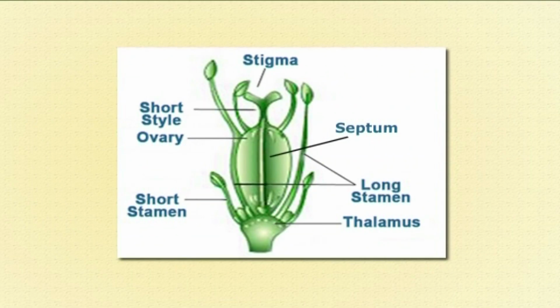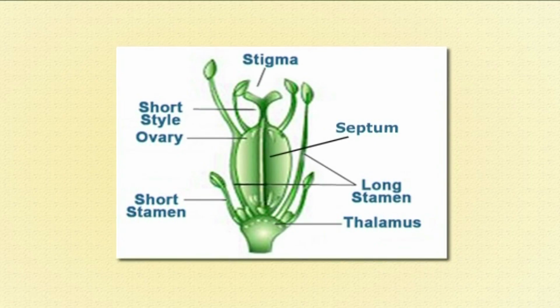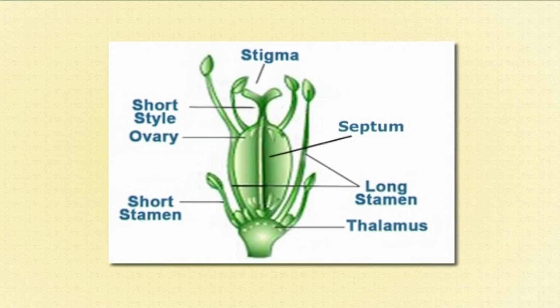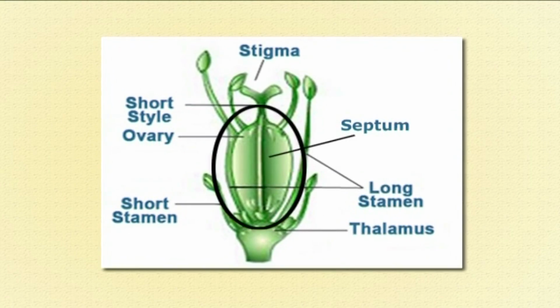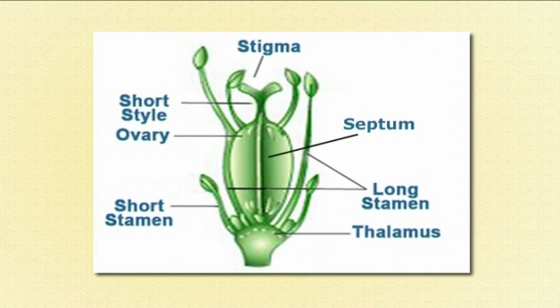The gynoecium is syncarpous, that means all these carpels are fused together. The ovary is here superior, unilocular, but a unique thing about this Brassicaceae ovary is that although it is unilocular, it seems bilocular. How? Because there we have a false septum.